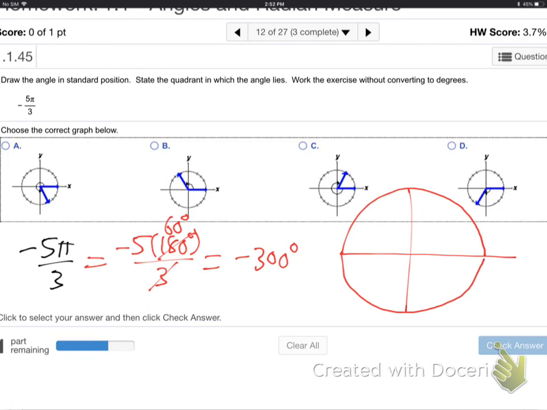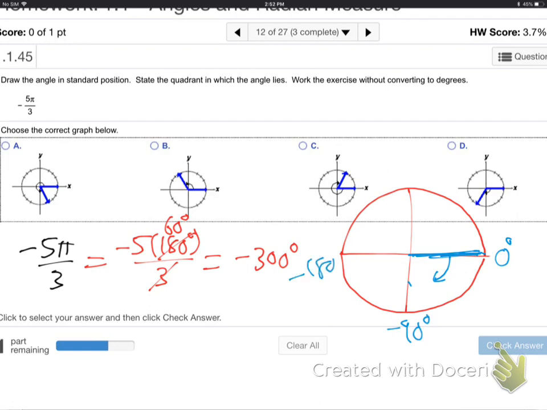Anybody for D? We got A, B, and C. I can't see. All right, so negative goes down. Let's start right here. This is 0 by common agreement in the math science world. That's 0. And then we're going to go down. Now, if I go down, this would be negative 90, because that's a right angle.